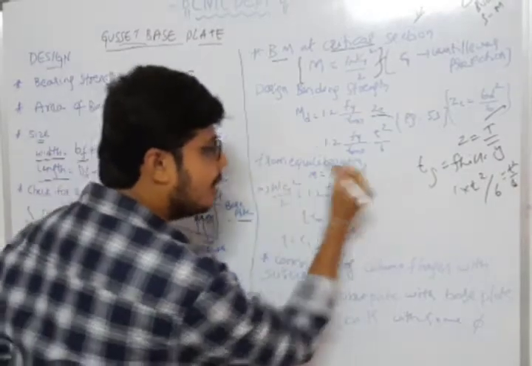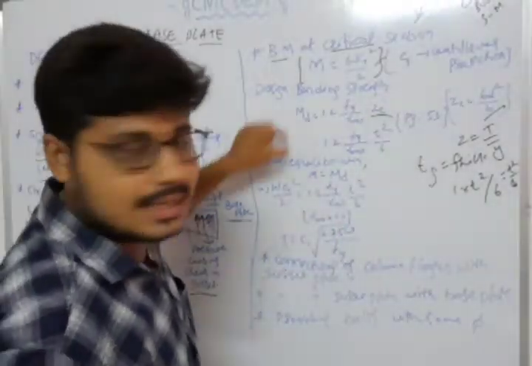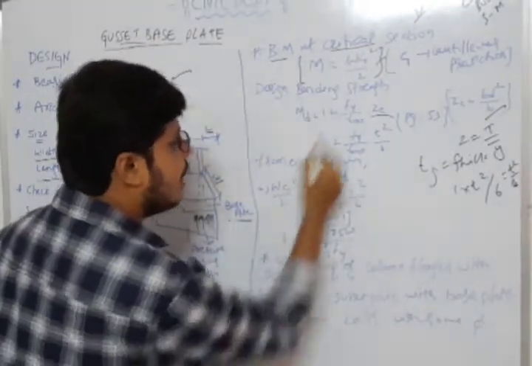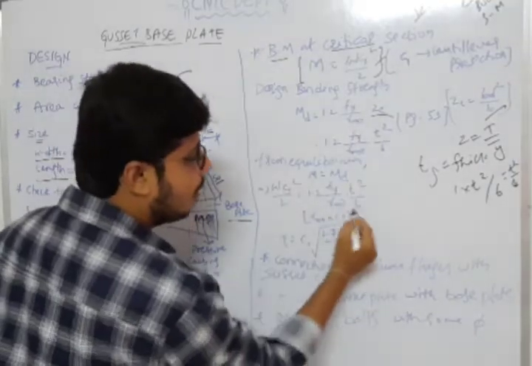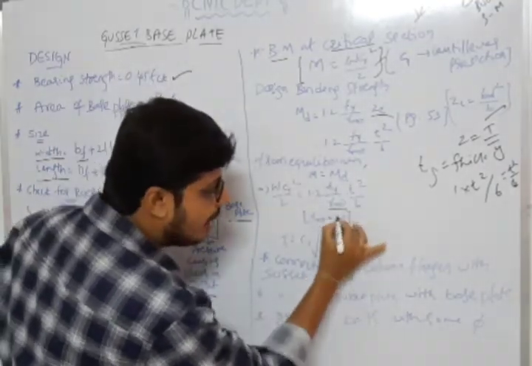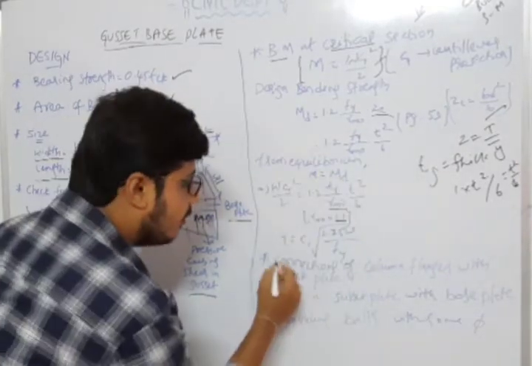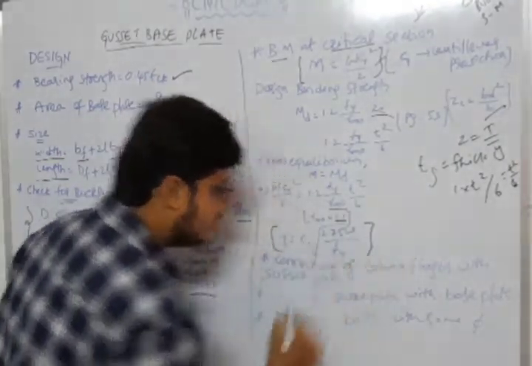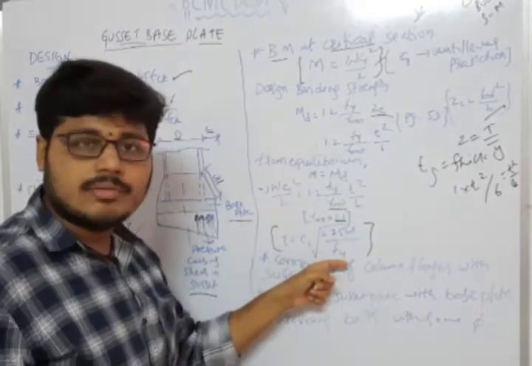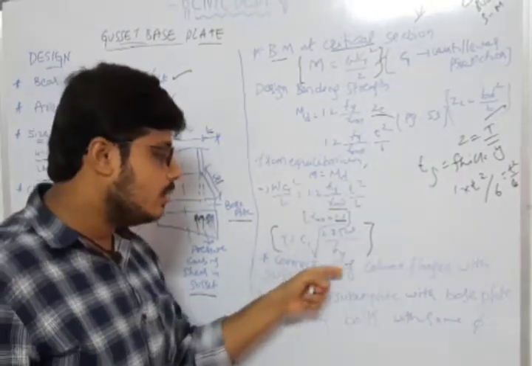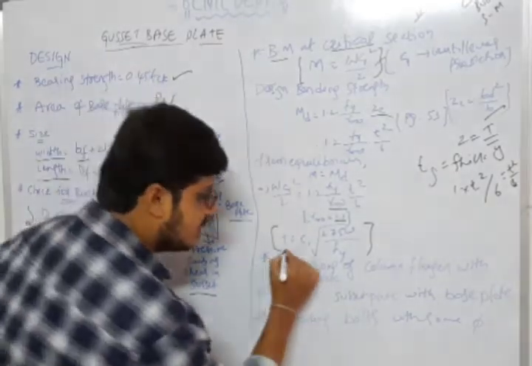From the equilibrium equation, the bending moment equals the bending strength: M equals Md. Substituting, w C1 square by 2 is equal to 1.2 fy by gamma m0 into t square by 6. Here gamma m0 is 1.1. By substituting gamma m0 as 1.1 and solving, we get t equal to C1 root of 2.75 w by fy. C1, w and fy we know, so we get the thickness. So this is the step.